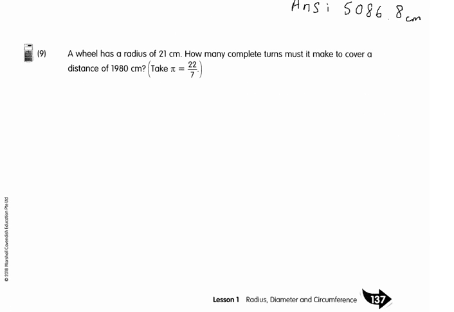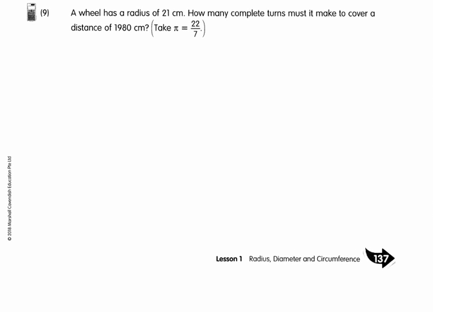Okay, let's look at question 9. A wheel has a radius of 21 cm. How many complete turns must it make to cover a distance of 1980 cm? This is the reverse, right? Yes or no? They are doing the reverse. Okay, but still, what should I do for the first step, Dylan? Okay, 2 times pi times r.